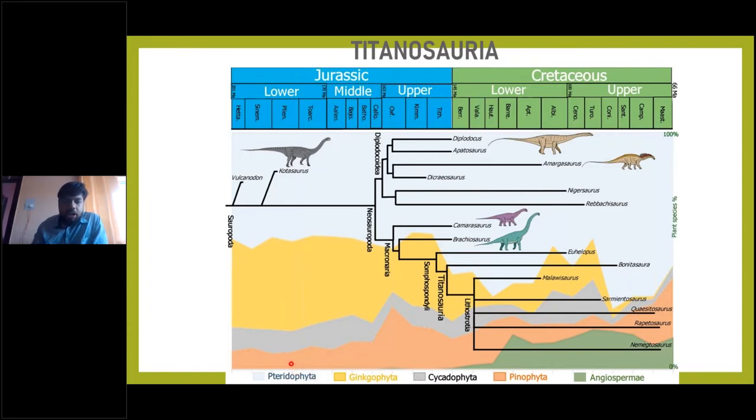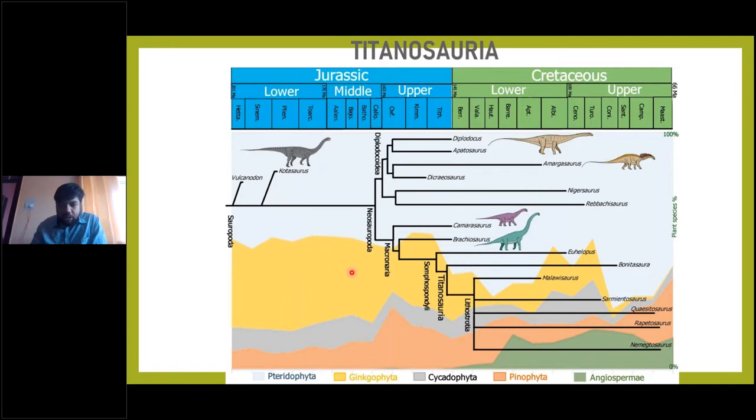I have chosen some important plant groups like Pteridophyta, and some groups of gymnosperms like Ginkgophyta, Cycadophyta, which were the cycas group of plants, Pinophyta that include pine-like plants, and Angiospermae that include flowering plants. And as you can see, the flowering plants, the angiosperms, started appearing by the late Jurassic, but they were very abundant during the Cretaceous period.